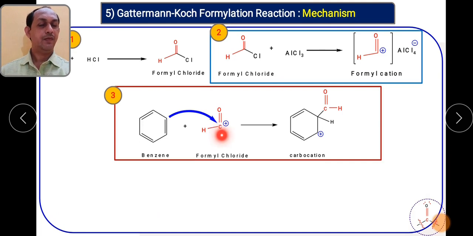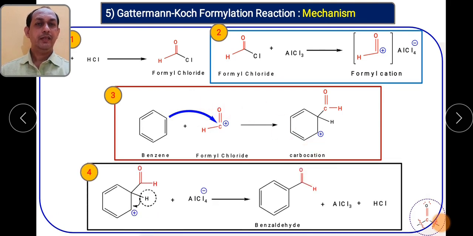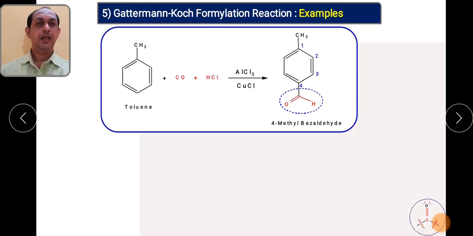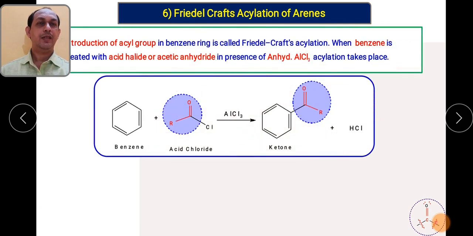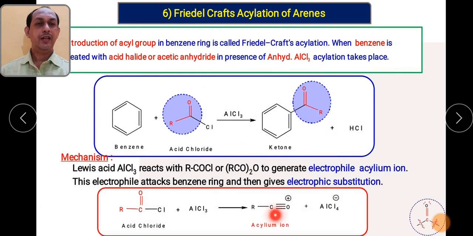The acylium ion formed in that step will be attacked by this benzene ring, then it will form the carbocation. This carbocation will again regain its aromaticity and this hydrogen will be taken out by the AlCl4 minus, and it will form the ketone in the case of the Friedel-Crafts reaction. So remember this, the mechanism will work in the same way. Here you can understand that the formation of the acylium ion is important because of the attack of AlCl3.